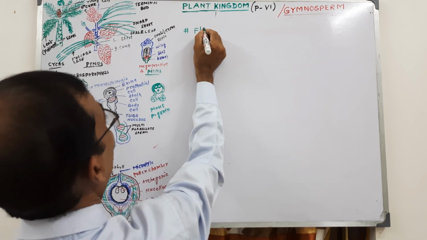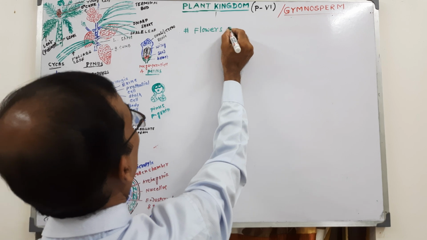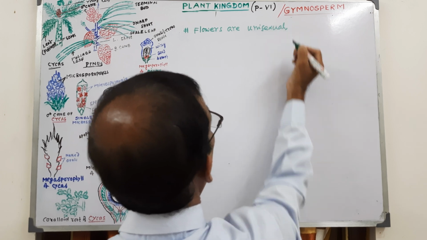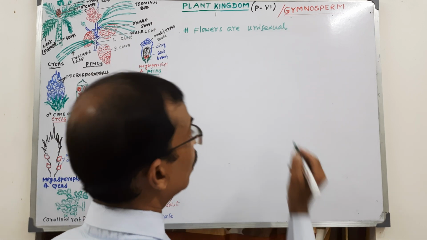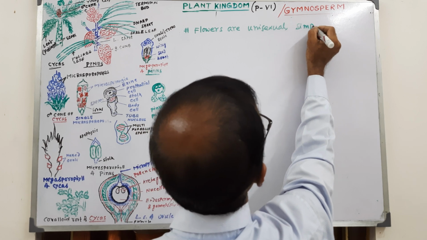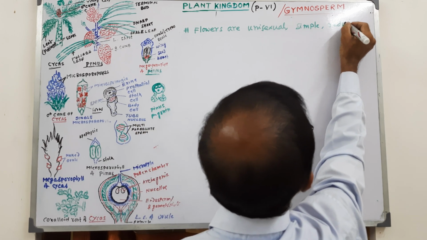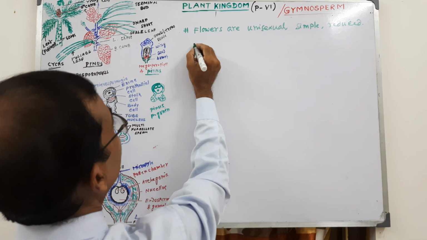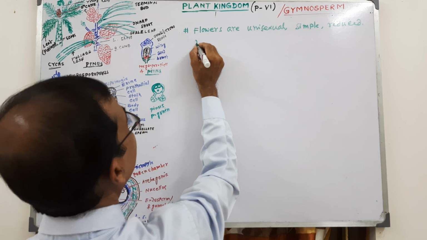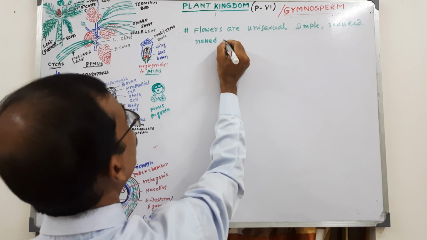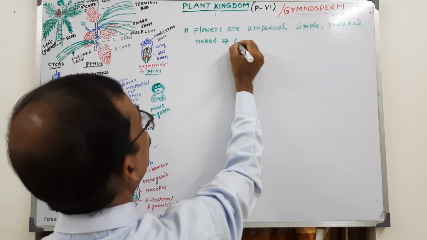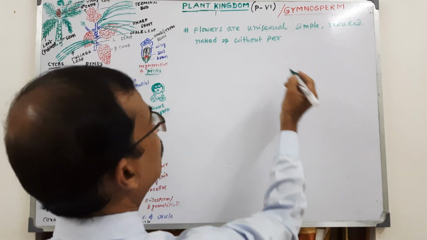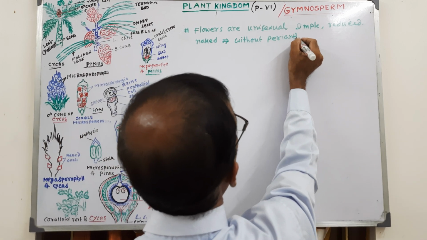Flowers are first of all unisexual, highly reduced, simple and naked. Naked means without perianth, that is, no sepals or petals, without perianth except Gnetum.